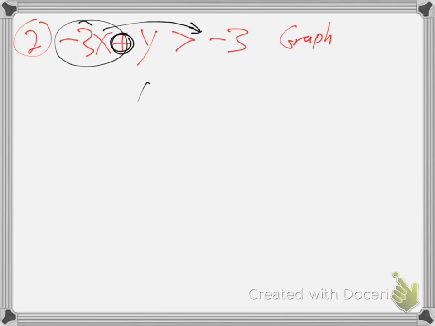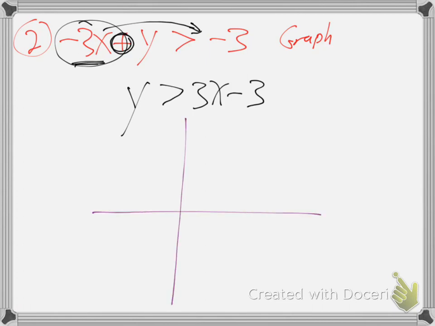So we get y greater than 3x minus 3. Good there? Because that minus 3x jumps over, becomes a positive 3x. Good? We're ready to graph? To the graph we go. Okay, so where's our first dot? 3 down. Yeah. We start down 3. 1, 2, 3, right there.